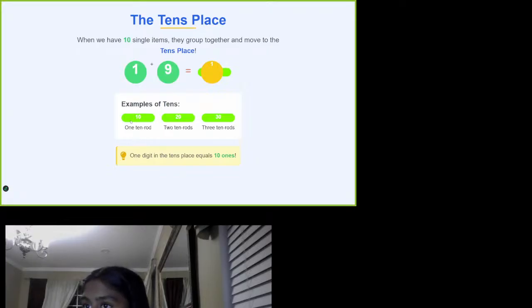Examples of tens are one 10 rod, two 10 rods, and three 10 rods. So a 1 digit in the tens place equals 10 ones. So 10 one digits.